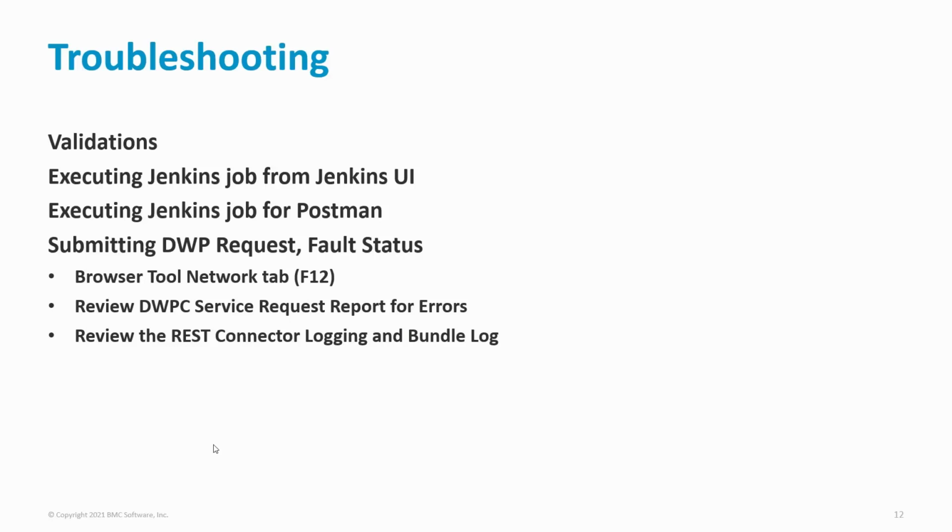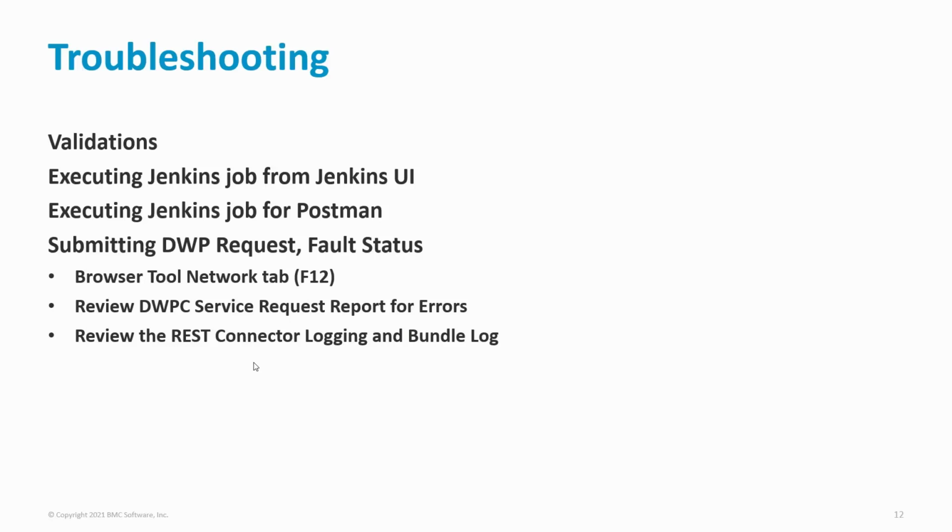The first thing that we need to do is validations. In terms of validation, we can execute the Jenkins job from the Jenkins UI, as we saw in the demo. If that is successful, the next step is executing the Jenkins job from Postman, to validate whether any authorization headers or Jenkins Scrum values have changed over a period of time. If that is also successful, then we can take a look at the DWP side by submitting the request, and checking if the request goes into the failed status. Whenever you hover over the failed status, it will normally give you the reason for the failure.